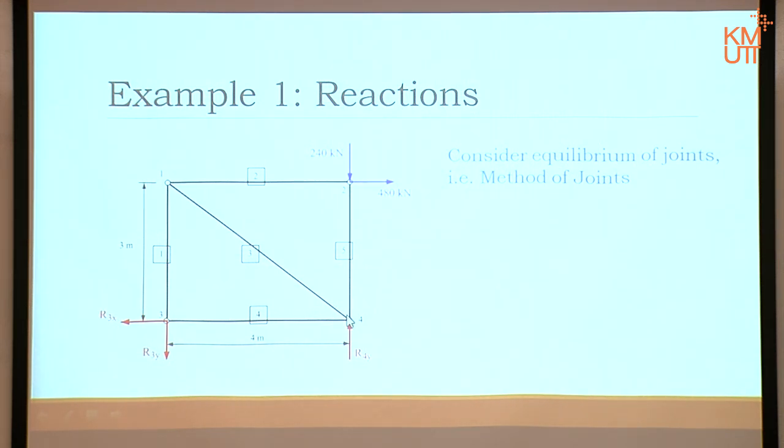Take moment about point 4, the 480 going clockwise again. Therefore, R3Y must go anti-clockwise, meaning going downwards. Okay? So in this case, if you keep analyzing it, most of the time I hope you end up with a positive number, meaning you get the right direction all the time. Sometimes it can't be helped, then never mind, but usually it could.